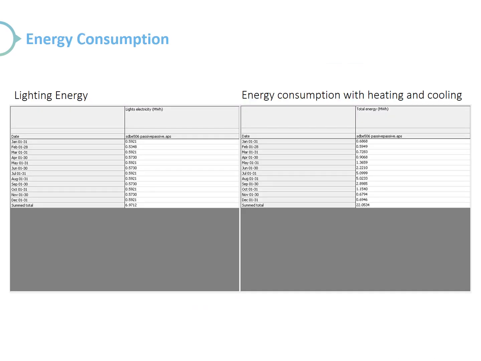In the charts below, we can see that the lighting energy, or the electric lighting, only consumes 6.9712 megawatt hours annually. And for the energy consumption of everything altogether, heating, cooling and lighting, the building consumes 22.0535 megawatt hours annually.